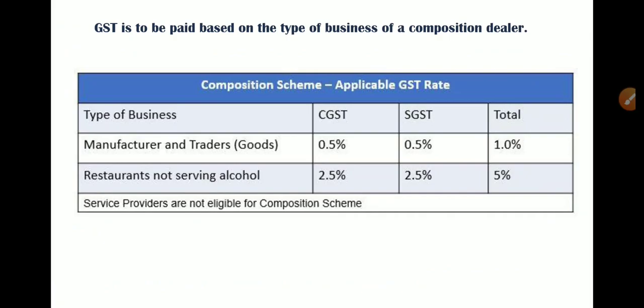Okay, and the composition scheme is not applicable to service providers. It is only for manufacturers or traders and restaurants that are not serving alcohol. So this is composition GST. Composition GST is applicable in fixed percentages. Okay, so this is how the payment will be made.